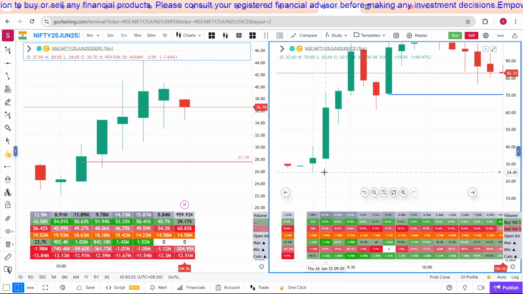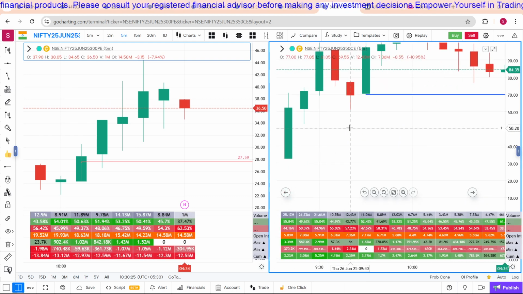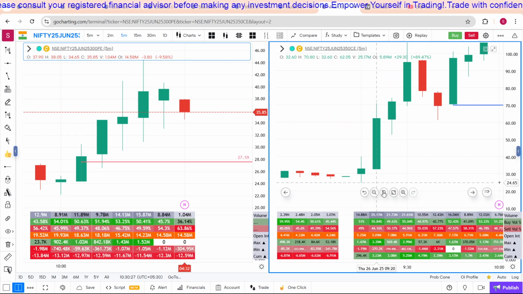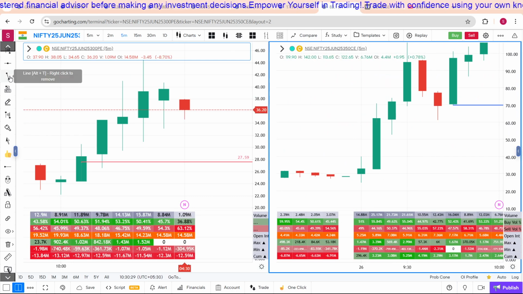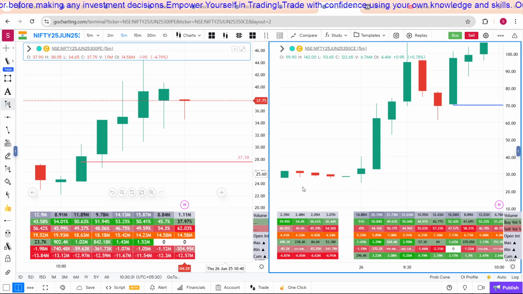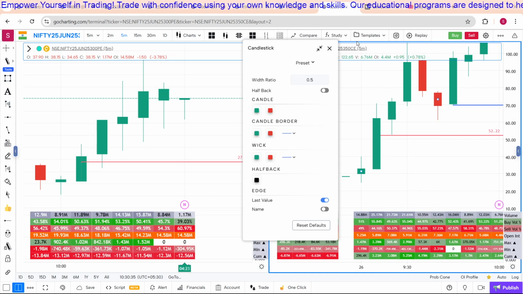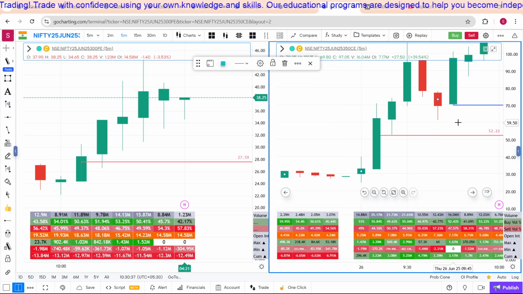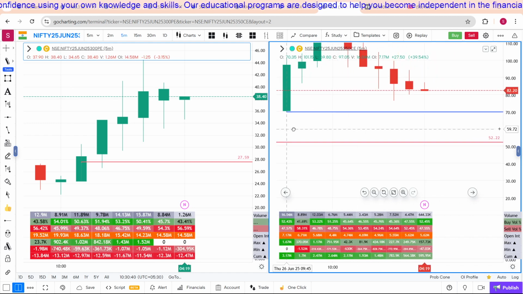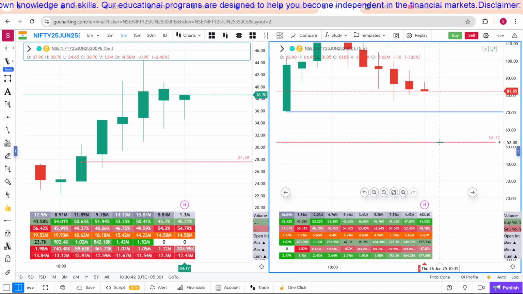Then it will come up to this bigger candle, high volume candle support. See, 52 is the base support for this option. Up to 52, it may come.